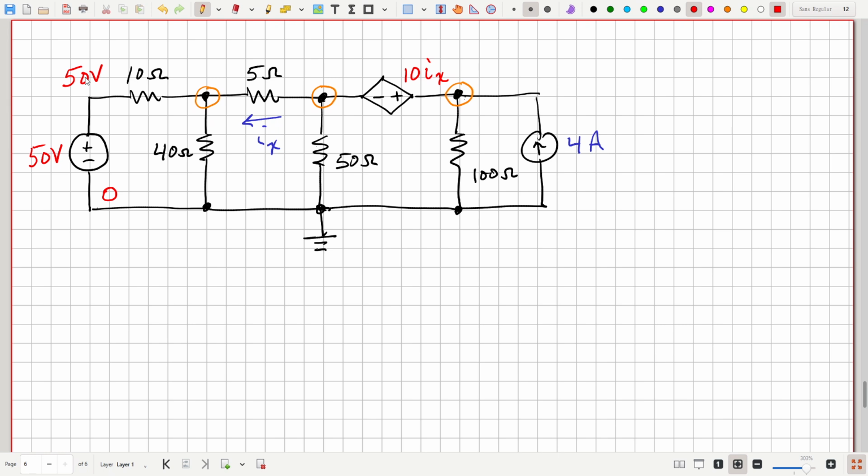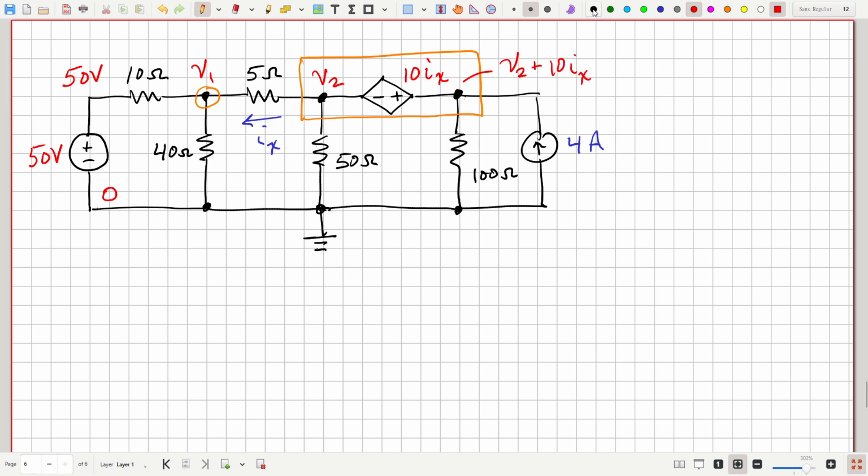Now, let's see, this current Ix, well, we have to define our unknown node voltages. Notice here, these two essential nodes are separated by a voltage source. So we want to use the supernode idea there. And so let me get rid of these. We should only have 2 equations then. Let's call this V1. Let's call this V2. And then this is V2 plus 10 Ix.